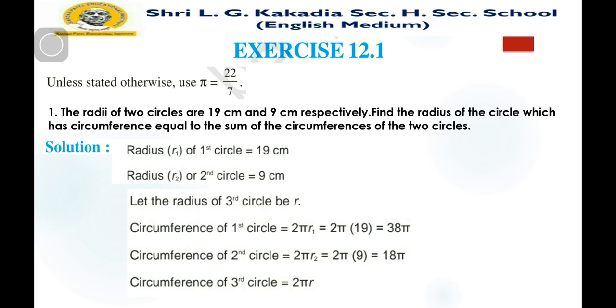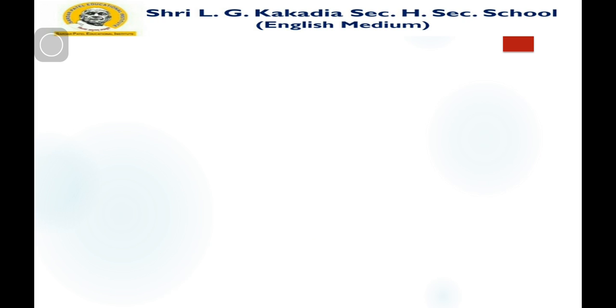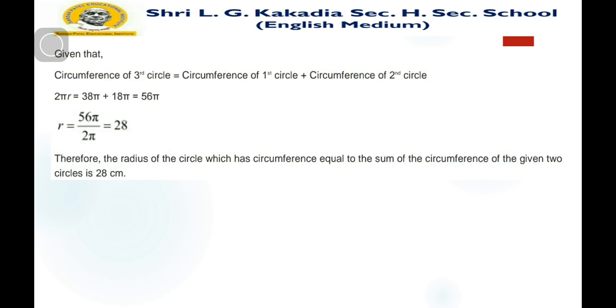Now, it is given in the question that the circumference of the third circle is equal to the circumference of the first circle plus the circumference of the second circle. So 2 pi r is equal to 38 pi plus 18 pi, is equal to 56 pi. So we can find the value of r is equal to 56 pi by 2 pi, is equal to 28. Therefore, the radius of the circle which has circumference equal to the sum of the circumferences of the given two circles is 28 centimeters.